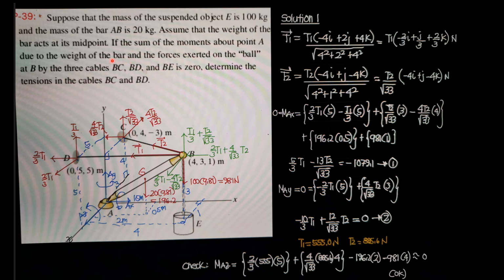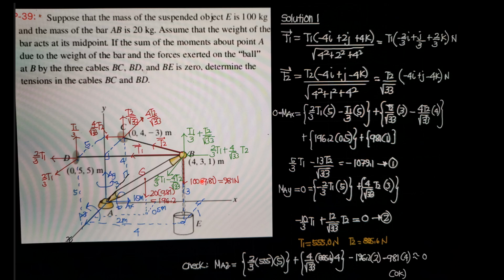Then the sum of the moments about point A due to the weight of the bar and the forces exerted on the ball at B by the three cables BC, BD, and BE is zero. This weight is attached to B, so the weight is 100 kilograms times 9.81, 981 newtons. So determine the tensions in the cables BC and BD.